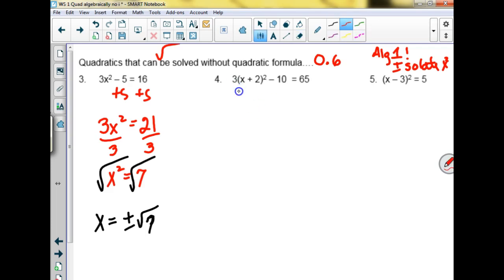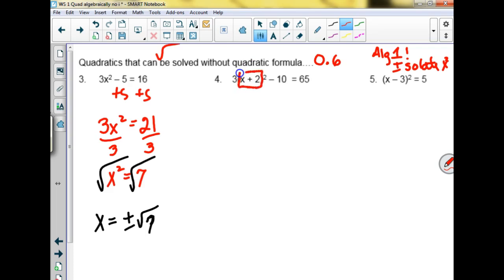This one is one students see on the quiz, and they do all kinds of extra work. They decide to FOIL it out, distribute the 3, which you have to do in that order if you were going to try it. Combine like terms, get it equal to 0, factor it all over again. Maybe if it doesn't factor, they do quadratic. There's a much easier, shorter way.